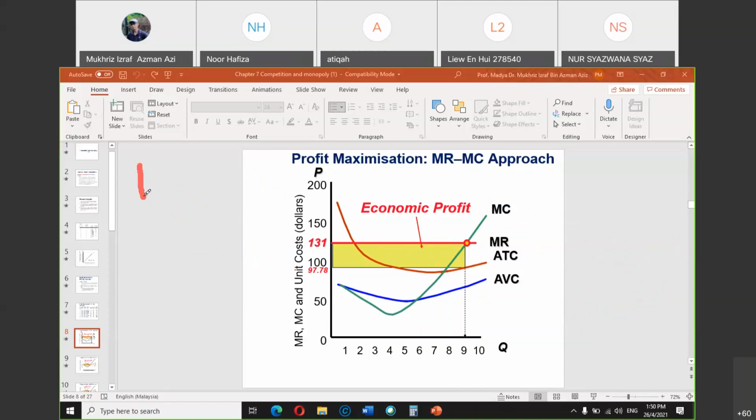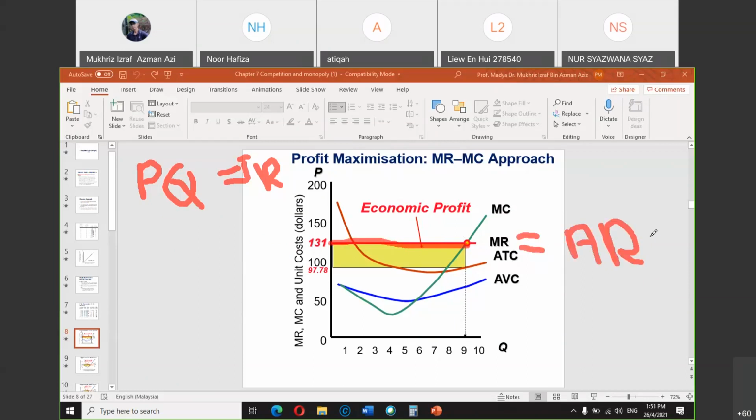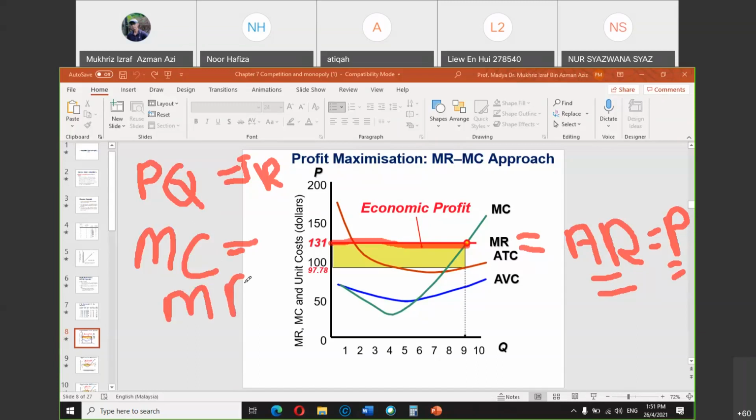First, we know that P times Q will give you total revenue. So where is total revenue here? We know that this red line here is your demand curve. Why? Because this is noted as the MR, which is also equal to AR, which is also equal to price, correct? So P equals AR equals MR. To determine the output that maximizes profit, what is the condition that we use? MC equals to MR, correct? Or we can also refer to MR as price in the perfect competition market, but the general guideline will be MC equals to MR.